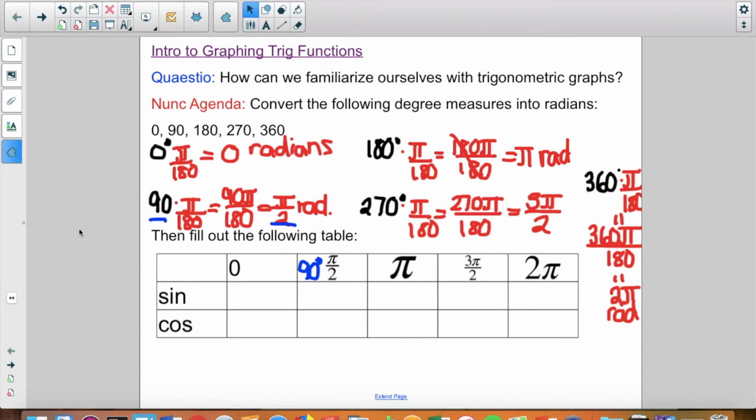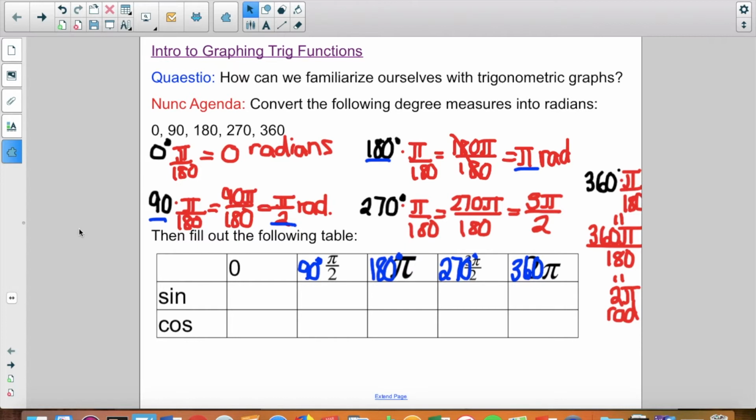Then we have 180 degrees. 180 degrees is the same as pi radians. So this is the same as 180. And the same applies for the rest. So for 270 and for 360. So we can kind of use this to guide us to fill out this chart.